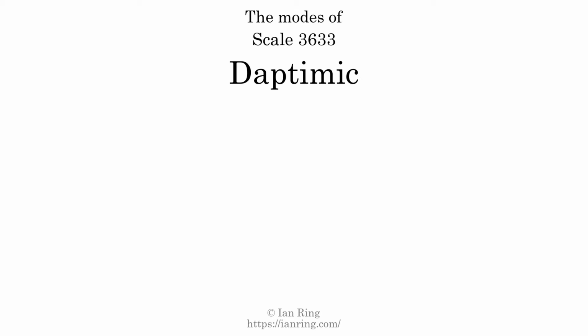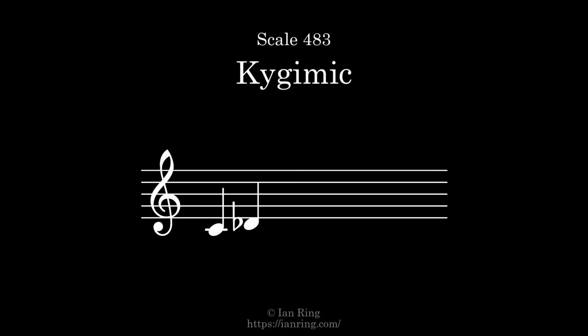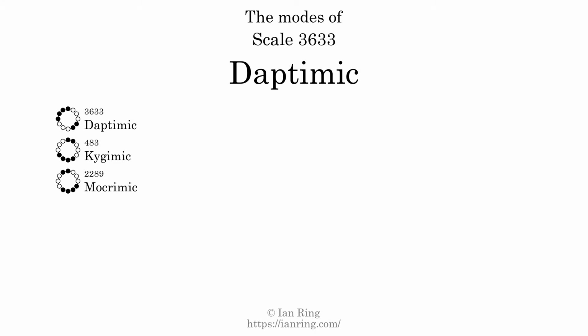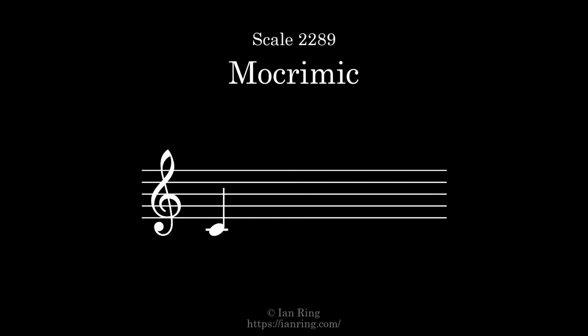This scale has 6 modes. The first mode is itself. The second mode is scale 483, also known as Daptimic. It sounds like this. The third mode is scale 2289, also known as Macrimic. It sounds like this.